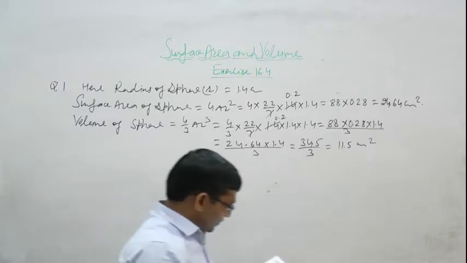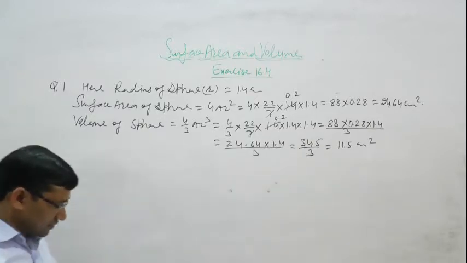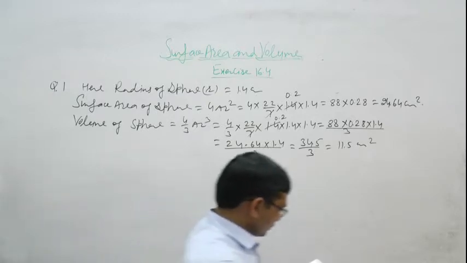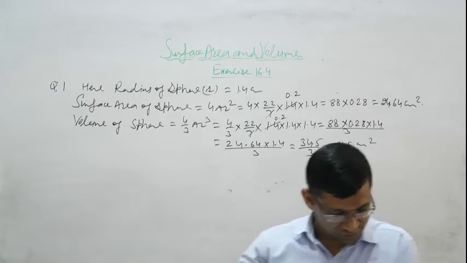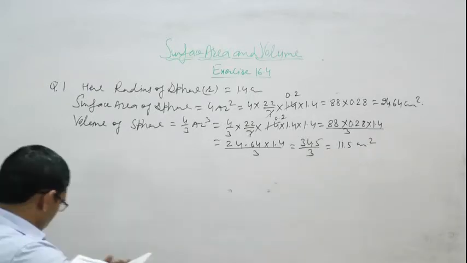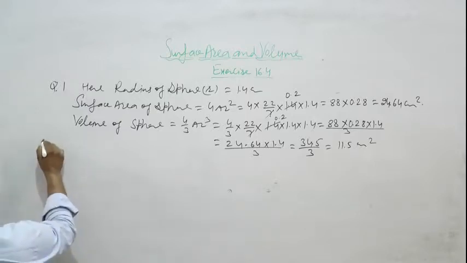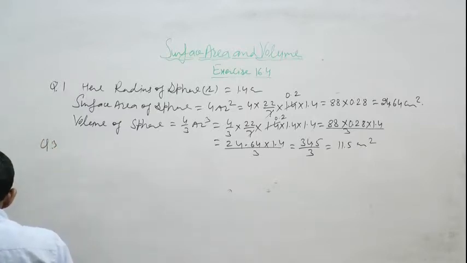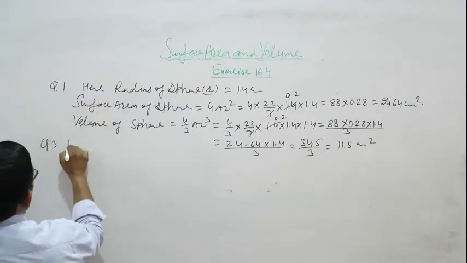Question number 2 is: find the volume of the sphere whose surface area is 616 centimeter square. This is an easy question, you can easily solve it. Okay, then question number 3: find the surface area and volume of a hemisphere of radius 4.5 centimeter.